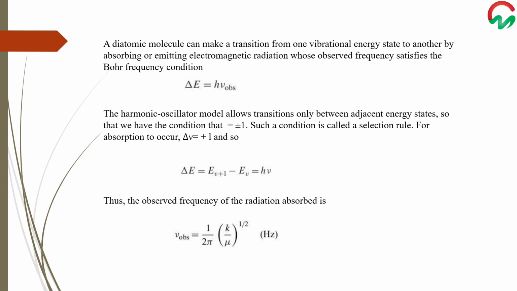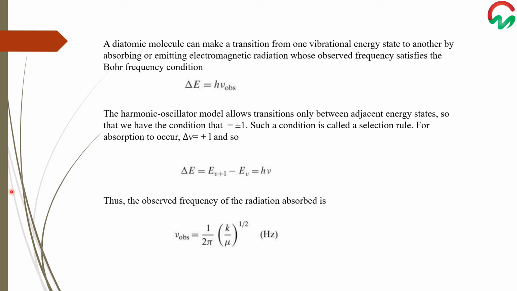Students, a diatomic molecule can make a transition from one vibrational energy level to another by absorbing or emitting electromagnetic radiation, whose observed frequencies satisfy this Bohr frequency condition, where delta E is equal to h nu absorbed. The harmonic oscillator model allowed transitions only between adjacent energy states. So we can say that it has the condition that delta v is equal to plus or minus 1. Such a condition is called the selection rule.